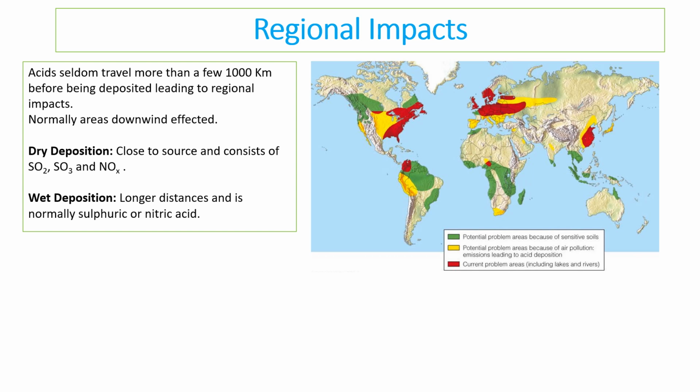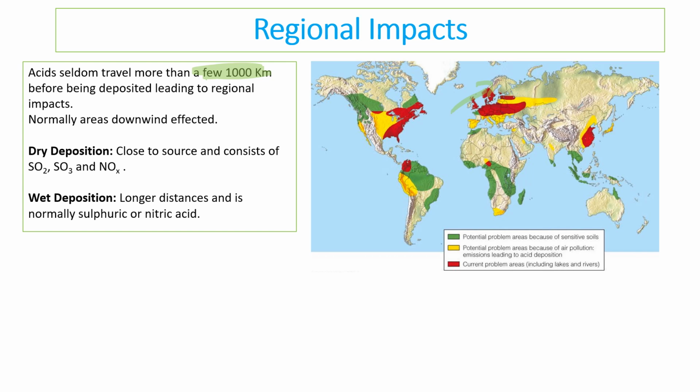There are regional impacts, however, which makes acid rain difficult to deal with. It seldom travels more than a few thousand kilometres, so it normally is deposited in regional areas, often downwind. So, for example, in the past, the UK produced a lot of acid rain, and that acid rain travelled towards Norway and Scandinavia, and that caused them to get the issues, even though they were a greener country than us.